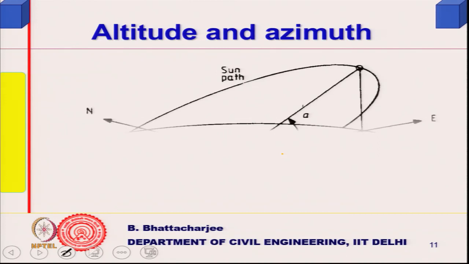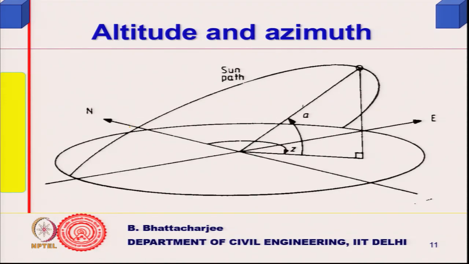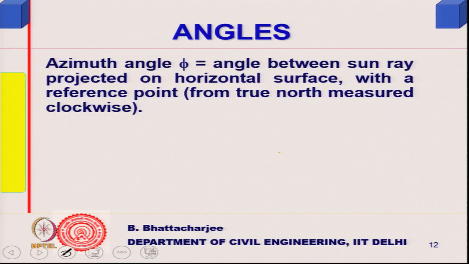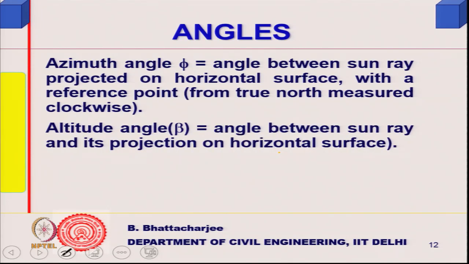I think I have another diagram showing the same thing. This time the reference is north, this is the azimuth angle of the sun, the sun moves from east to west, and in the northern hemisphere it is inclined towards the south, and the altitude angle is this, azimuth angle is this. So, I think this concept should be clear now, there should be no confusion on this. So, azimuth angle is the angle between the sun ray projected on the horizontal surface and a reference direction, true north, measured clockwise, which we will be using most of the time in our equations. Altitude angle, and we will be using the notation phi, is the angle between the sun ray and its projection on the horizontal surface, okay, right.